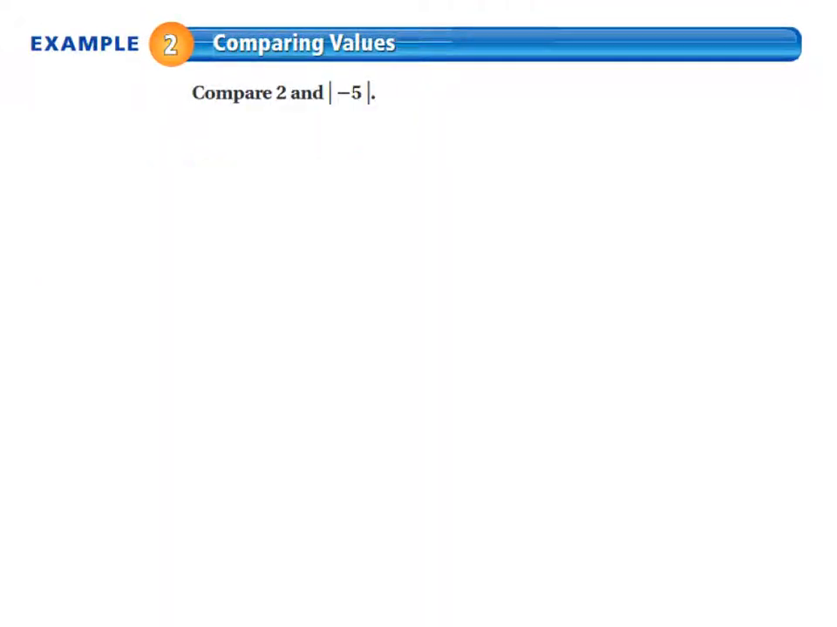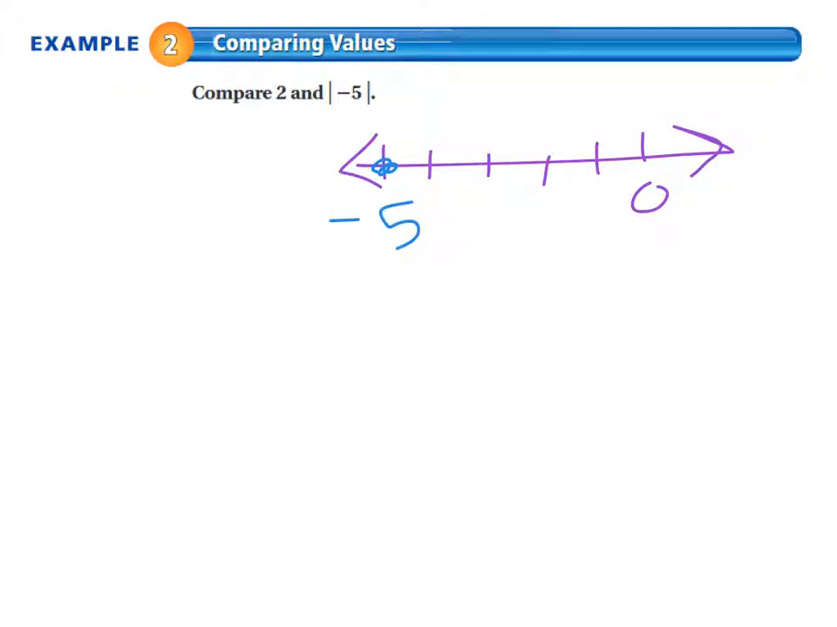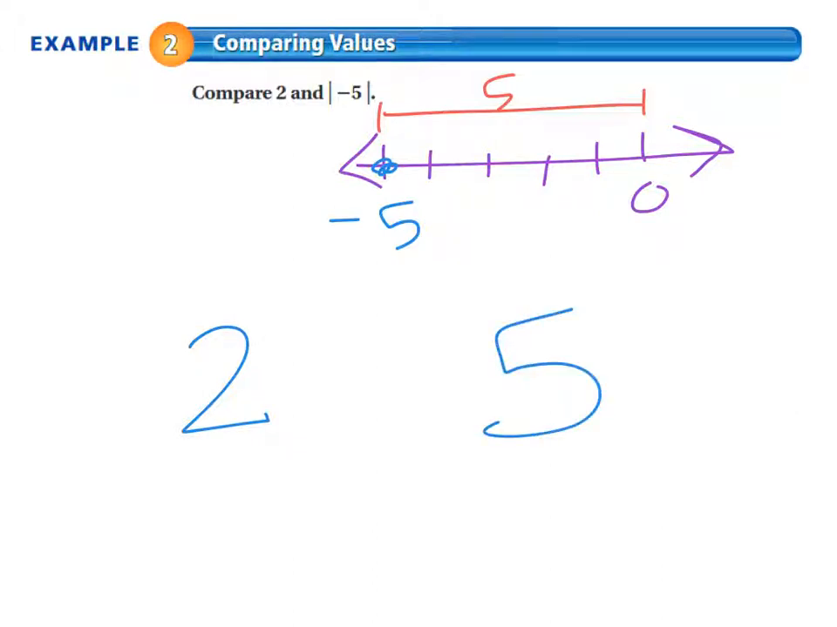Example 2. Let's compare 2 and the absolute value of -5. So 2 just equals 2. They're not asking for the absolute value. But let's find out the absolute value of -5. So if we look at a number line, here's 0, 1, 2, 3, 4, 5. Here's -5. The distance between 0 and -5 is 5. So here I have 2 and 5, and in between them, I'm going to put the less than sign.